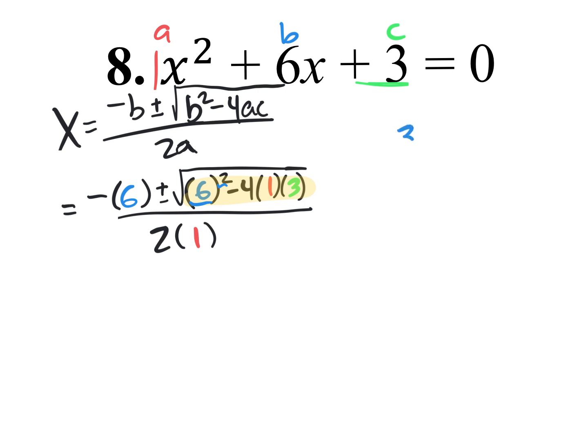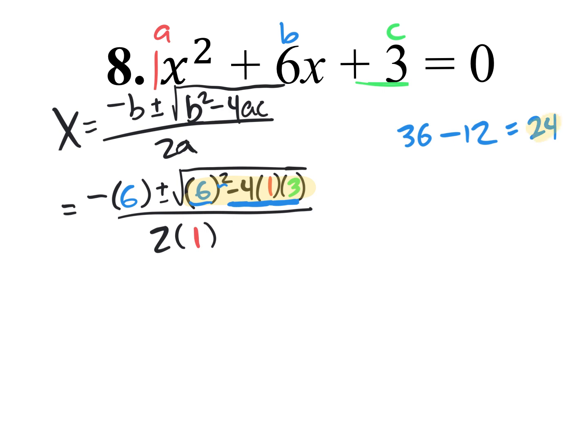6 times 6 is 36. And then you have a minus 4 times 1, that's minus 4. And then minus 4 times 3 is a minus 12. So you really have 36 take away 12, and that is 24. So that is your discriminant value, the value inside the square root.